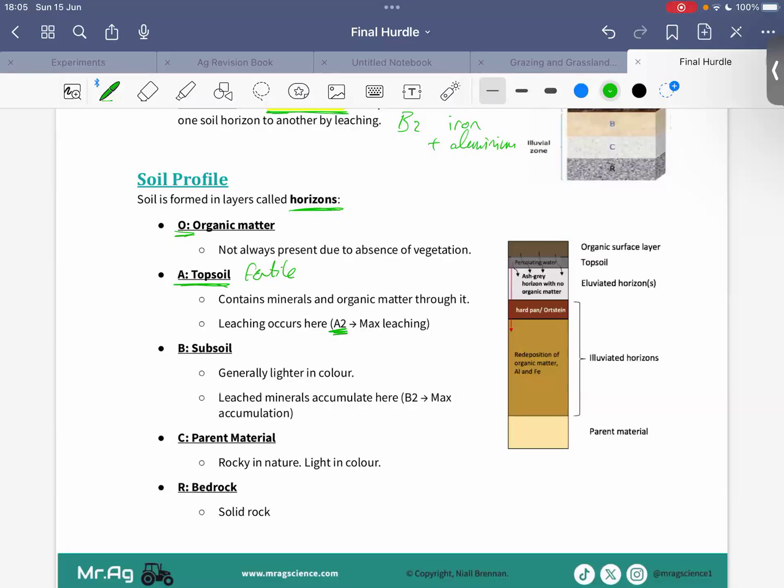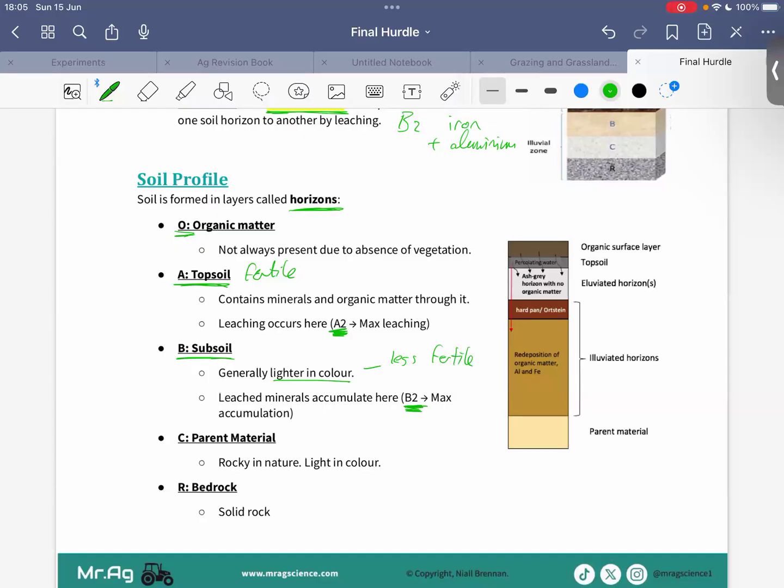So the zone of max leaching is your A2 horizon. So minerals are going to be leached from your A2 horizon down to your B2 horizon, where it's the zone of accumulation. So that is going to be in your subsoil, your B horizon. Going to be lighter in color. Lighter in color is basically telling us that it's less fertile. The darker your soil is, the more fertile it is.